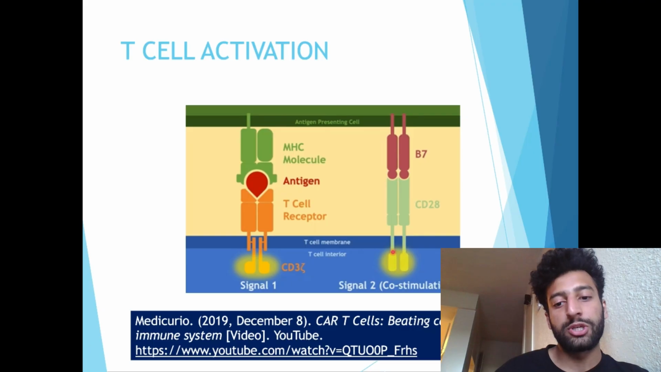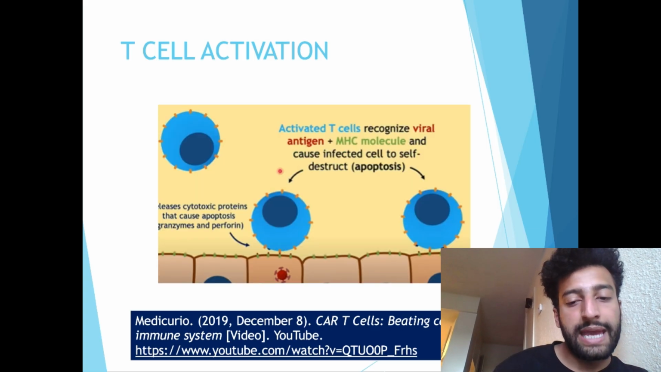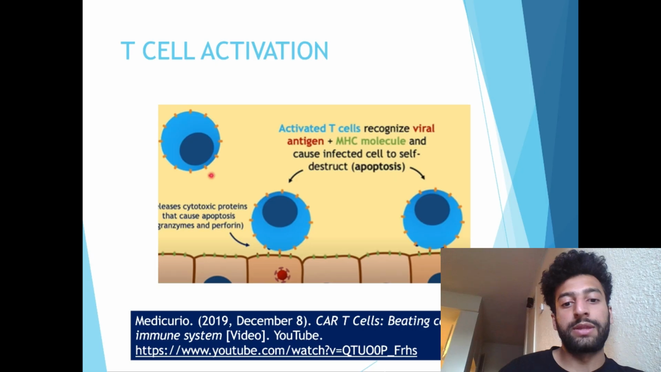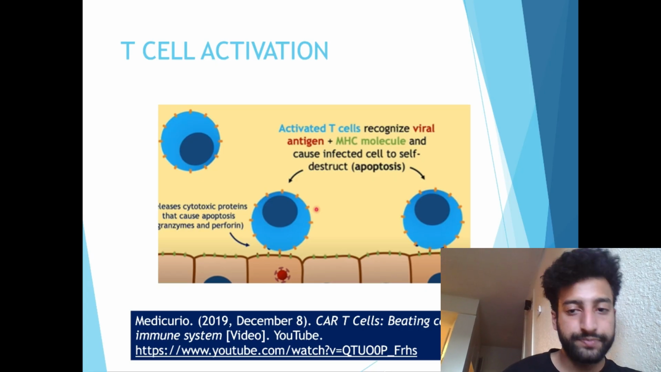And then we have co-stimulation as well, where the T cell is binding with another receptor over the surface of antigen presenting cells. Once the T cell gets activated, they will go all over the body, and if they find any of those antigens, they will bind to those antigens, mount an immune response and destroy the cell, and that leads to programmed cell death, which is apoptosis.